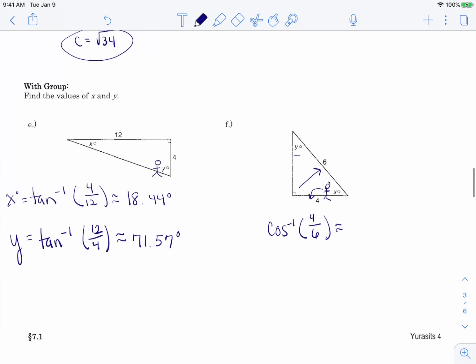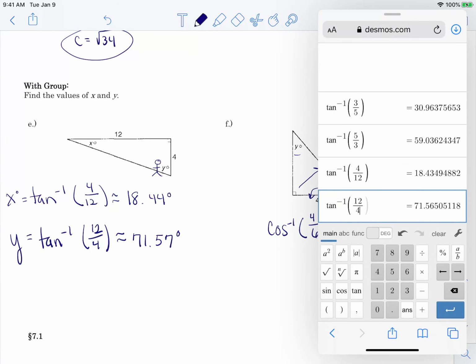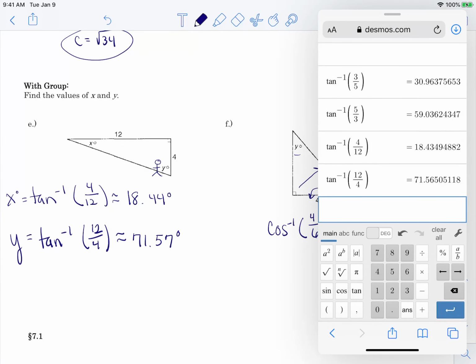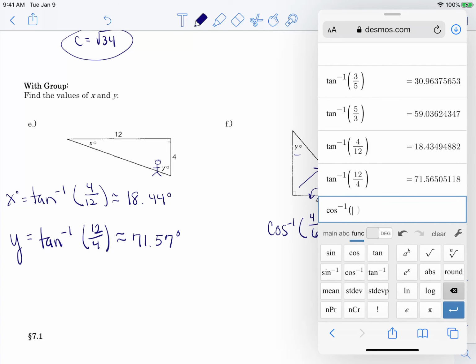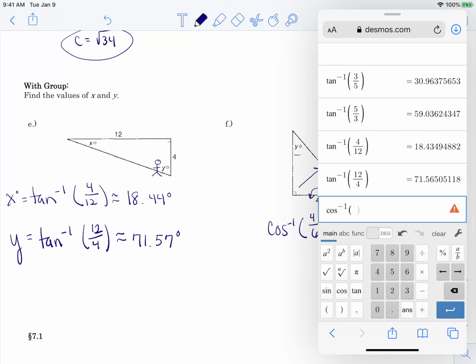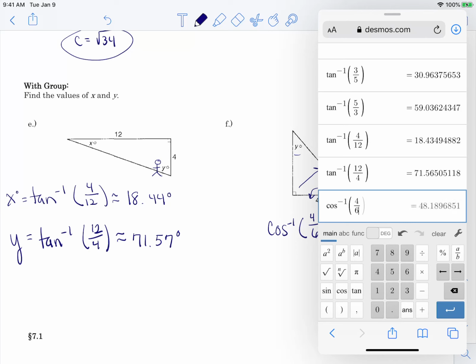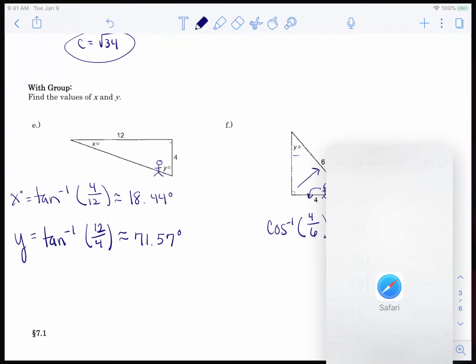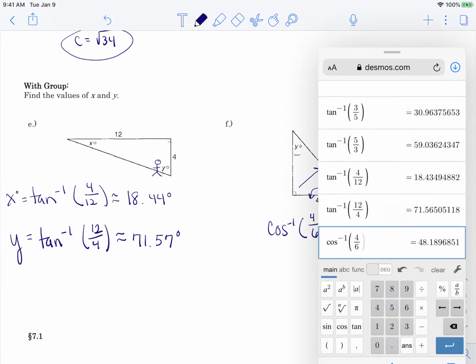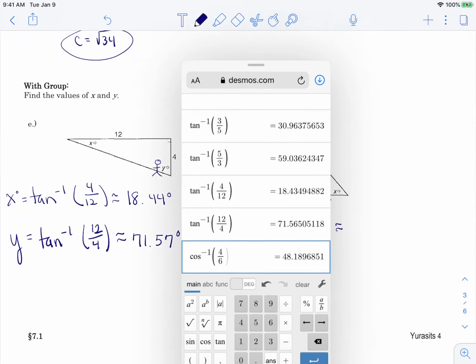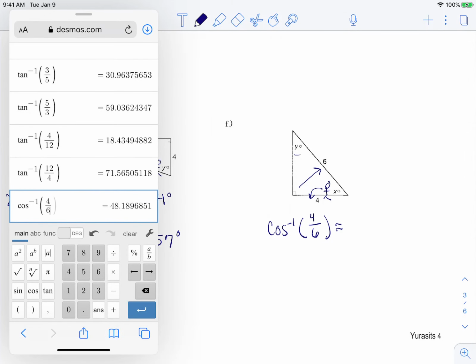And let's go ahead and get this back up. And this is going to be inverse cosine of 4 divided by 6. 48.19 degrees. Okay. I'm going to go ahead and get rid of this. Or maybe we'll just bring it over here. Okay, so it'll be 48.19 degrees. All right, now I got to solve for y.